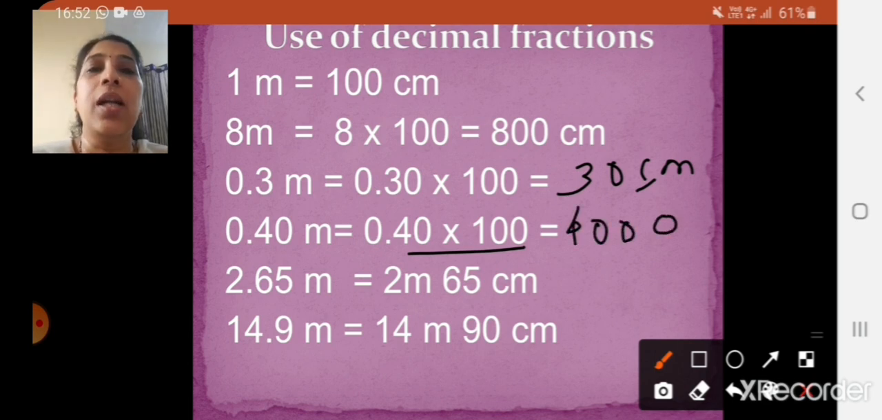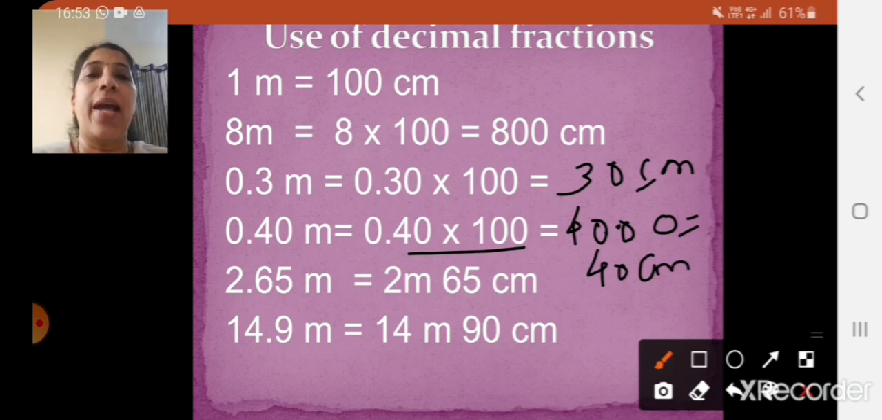Now you see the decimal points. How many decimal places are there? 2, right? So from your right hand side, you will count 2 decimal places. 1, 2. So how much do you get? 40, right? So you will write the answer as 40 centimeter. Right, children?